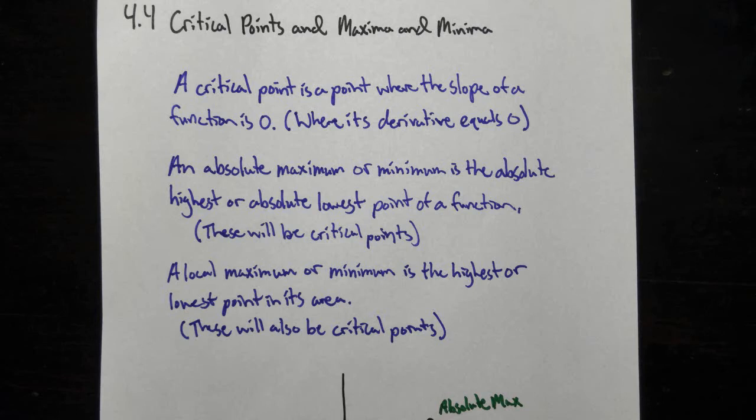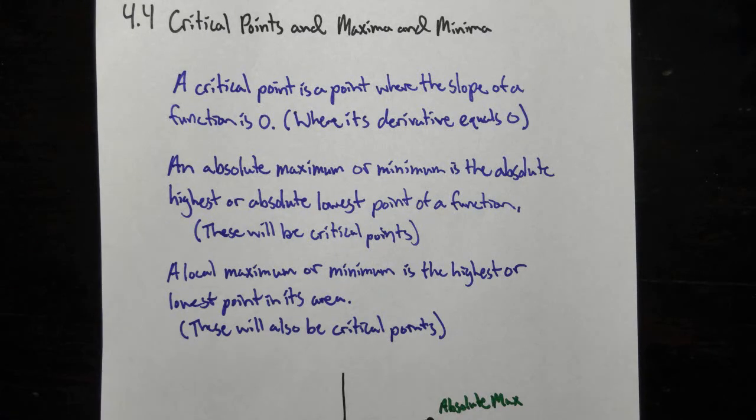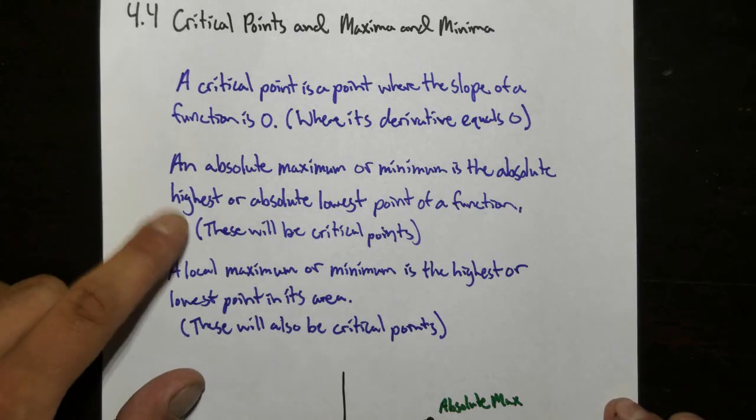Well, the derivative gives us the slope, right? So what we're going to do is take the derivative and find out where the derivative equals 0. That will tell us where the critical points are. An absolute maximum or minimum is the absolute highest for max or absolute lowest for min point of a function. These will be critical points.